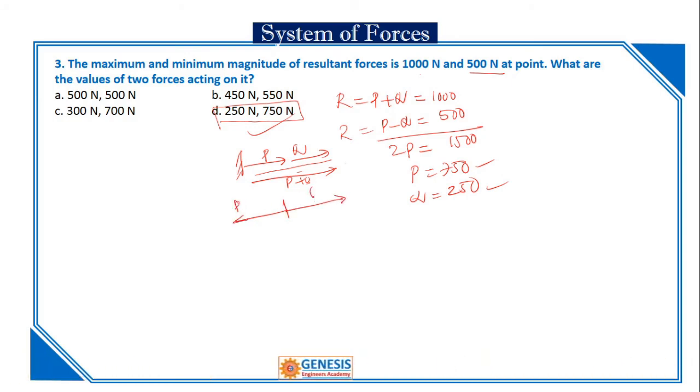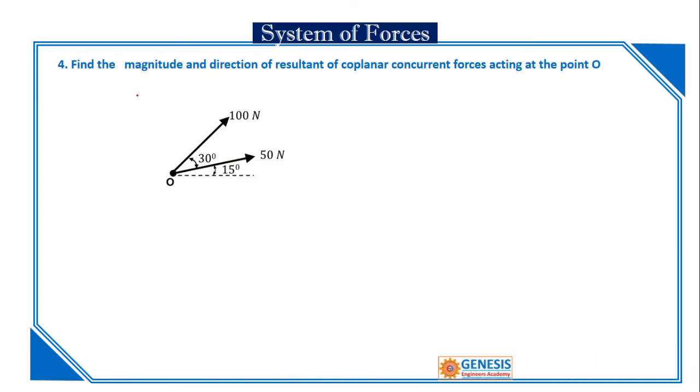That is the difference of these two forces, and the maximum value you get is when the sum of the forces is greater than this one. So this is the thing. The next problem: find the magnitude and direction of the resultant of coplanar and concurrent forces.